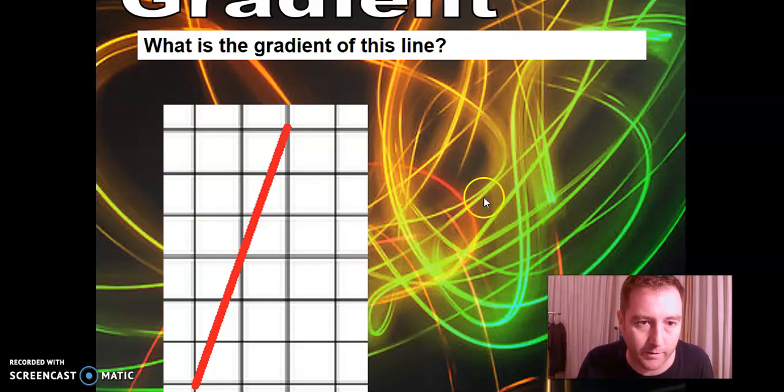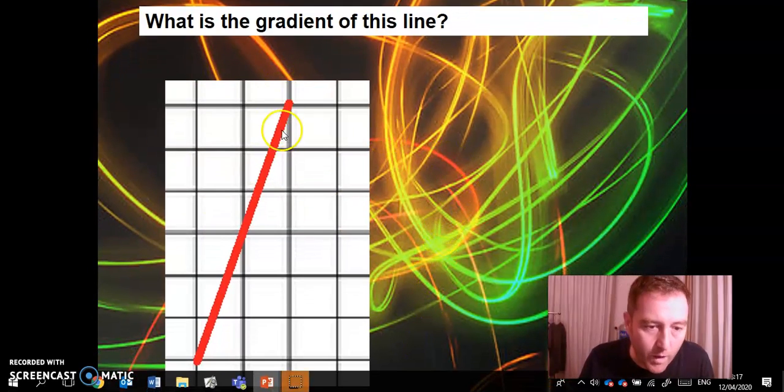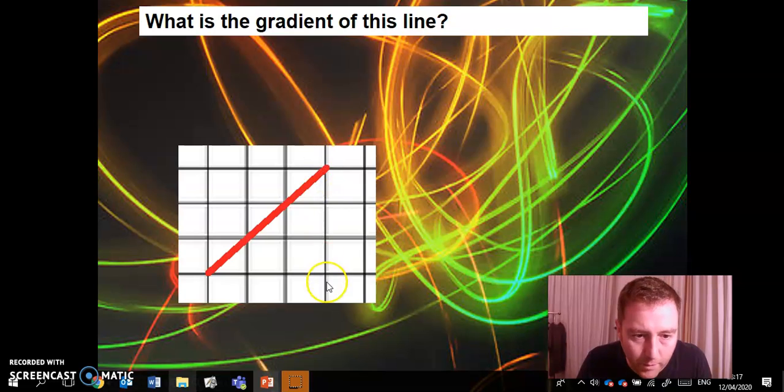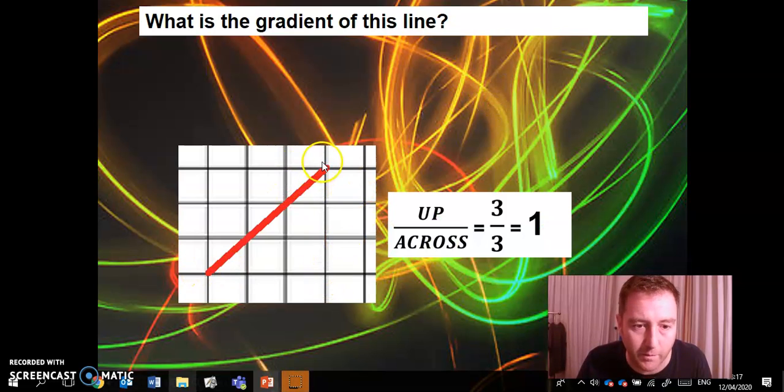Give you another example here. And we have up divided by across. Pick this coordinate on the end. Pick this coordinate on the end. And we get 6 divided by 2 is 3. Up divided by across. Here, up divided by across, we've got 3 divided by 3, which is 1.